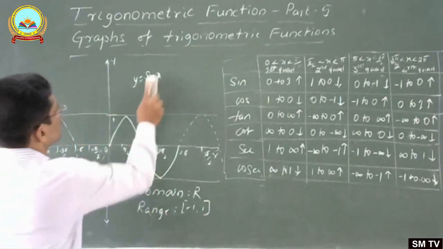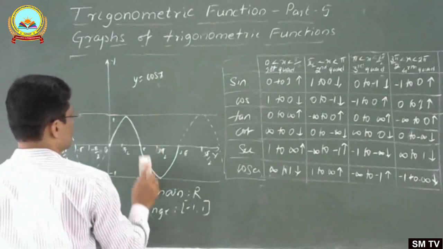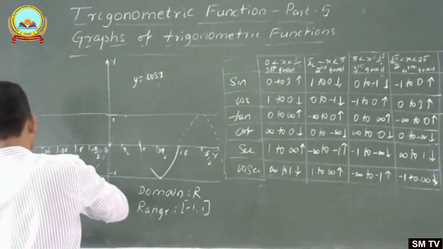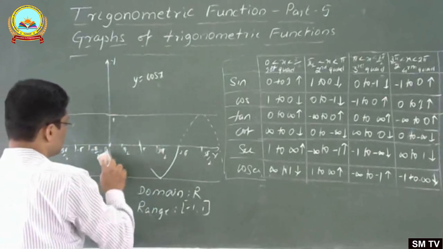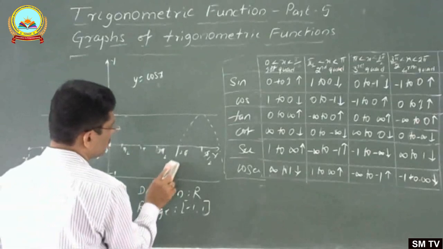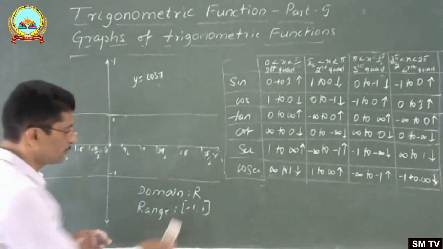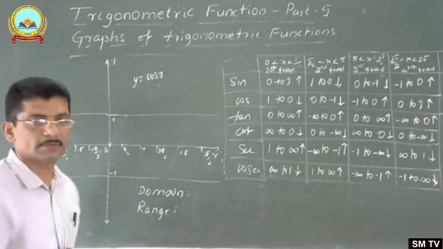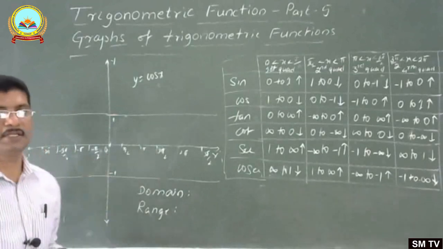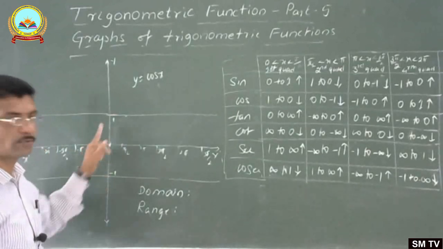Similarly, the graph of the cosine function, y equals cos x. Here also the cos function lies between minus 1 and plus 1. Each unit on the axis is pi by 2. The maximum value of the cos function is plus 1 and the minimum value is minus 1. Therefore the graph belongs only to the interval minus 1 to plus 1.